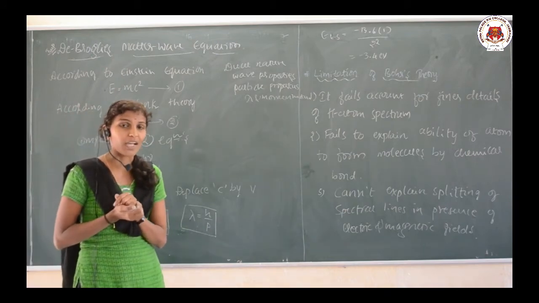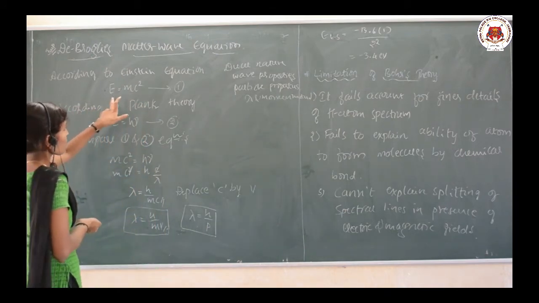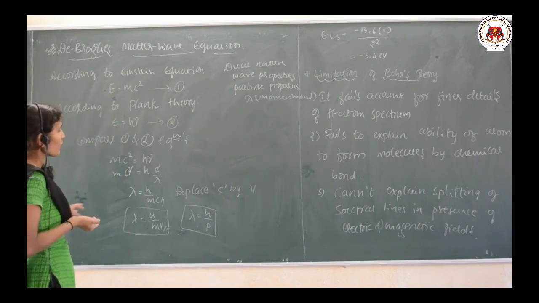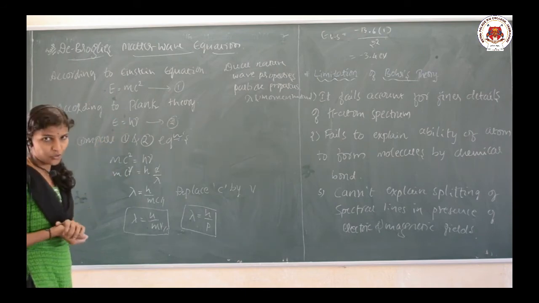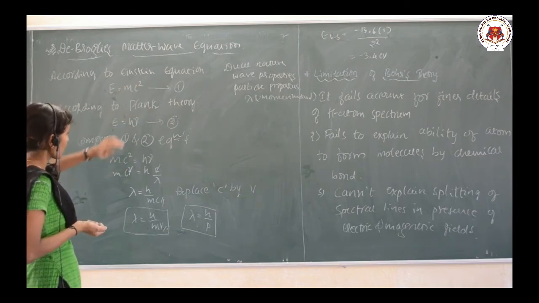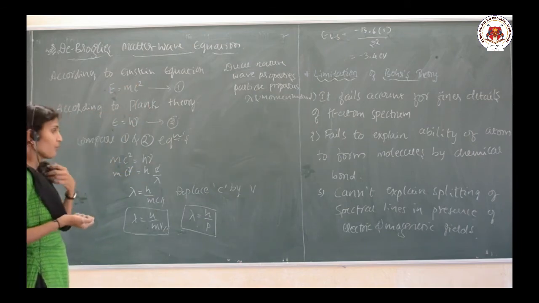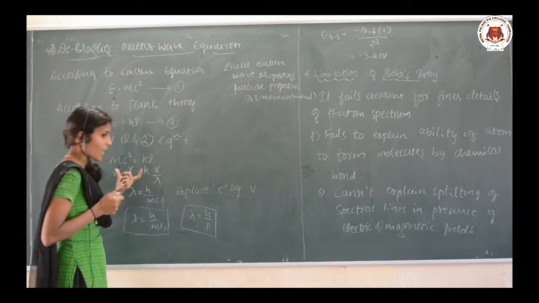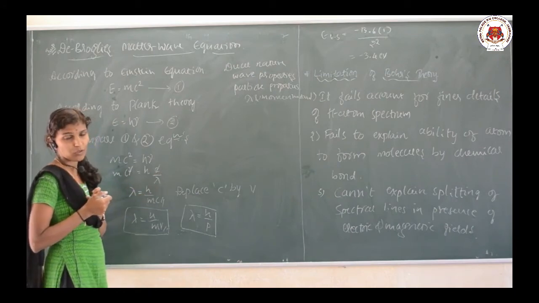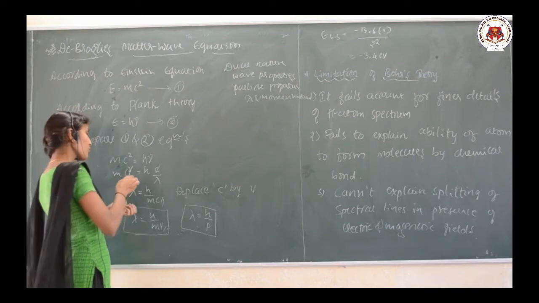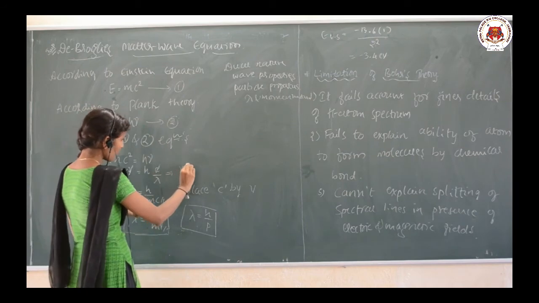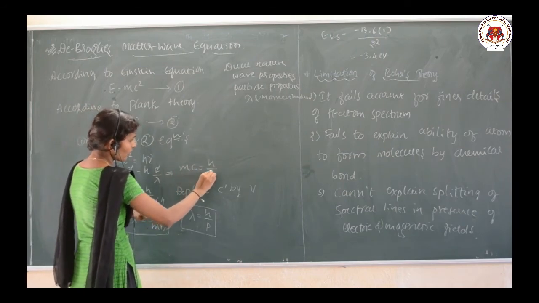First, according to Einstein, we can write E is equal to mc square, and according to Planck's theory, we can write E is equal to h nu. In both cases, we are representing energy. So, equate the terms: mc square is equal to h nu. Keep mc square as it is, and instead of nu use c by lambda. In both cases the c gets cancelled. So, mc is equal to h upon lambda.